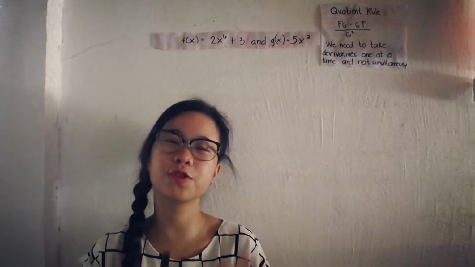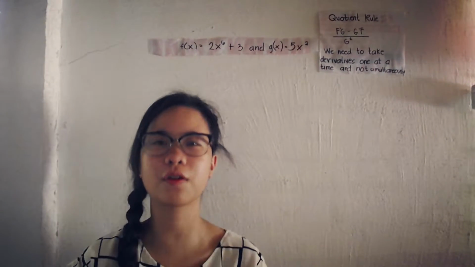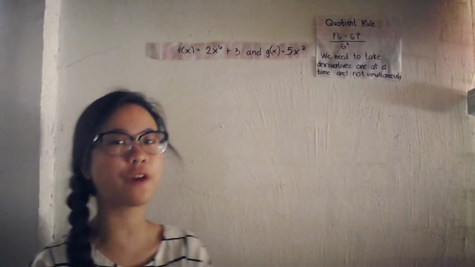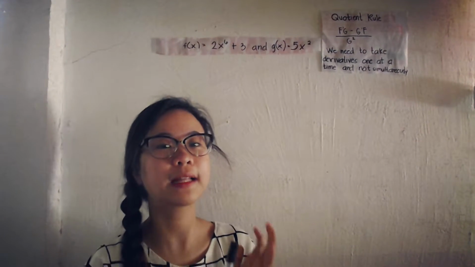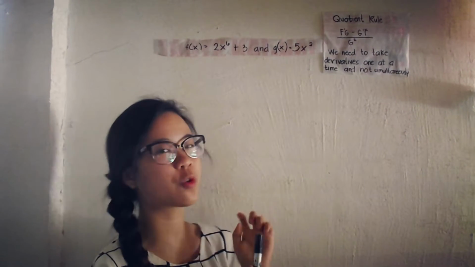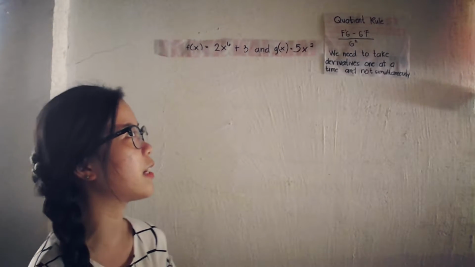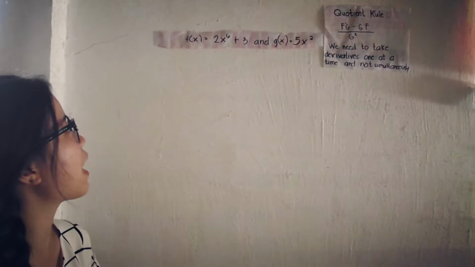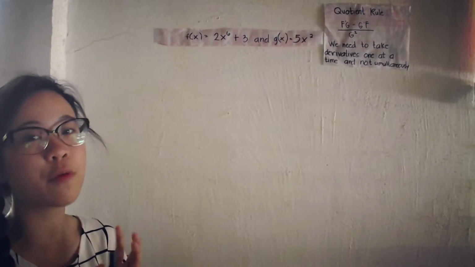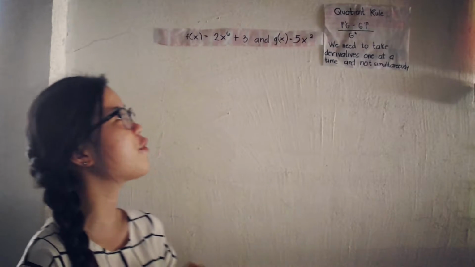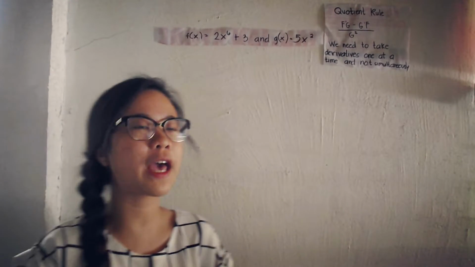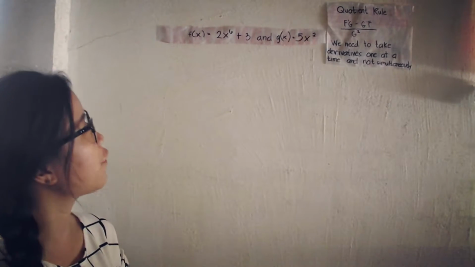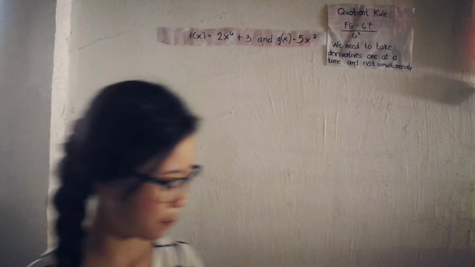Good day, everyone. Today we're going to help you understand the quotient rule. So the quotient rule is f prime of x times g of x minus g prime of x times f of x, all over g squared. Remember, we need to take derivatives one at a time and not simultaneously. Our given is f of x equals 2x to the power of 6 plus 3, and our g of x is 5x squared. Next, we're going to identify the f of x and the g of x and the derivatives of them.